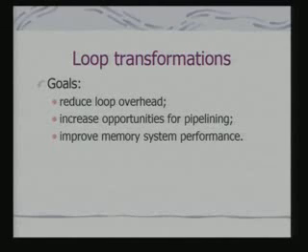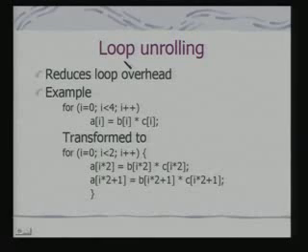So let's look at the different kinds of transformations that we can use. The simplest form of this transformation is loop unrolling. Okay. So this is an example to explain loop unrolling. The objective of loop unrolling is to reduce loop overhead. This is a very simple loop. Now what is loop overhead?